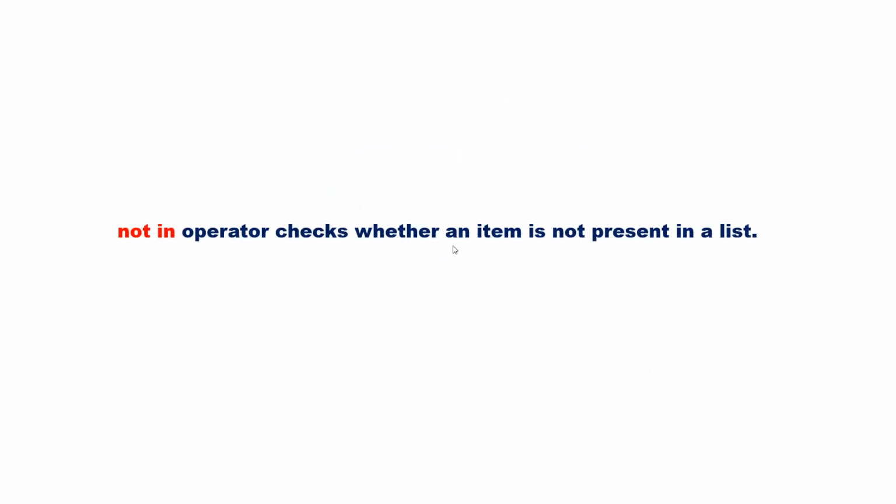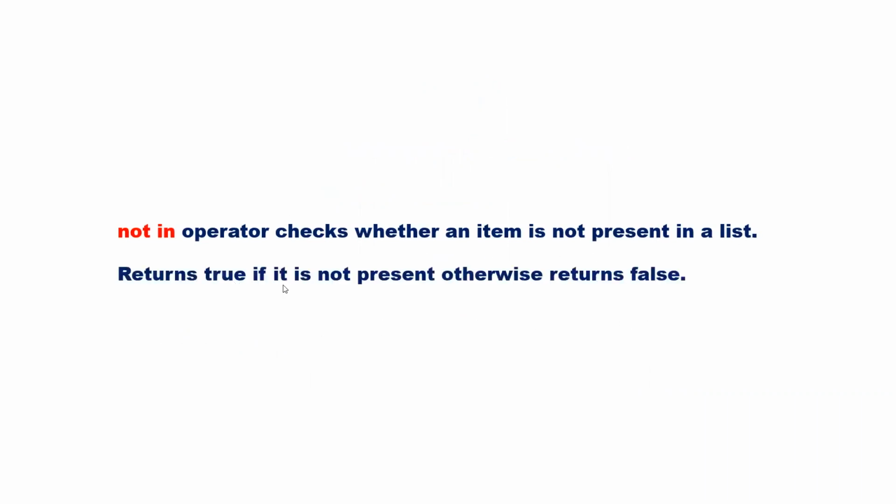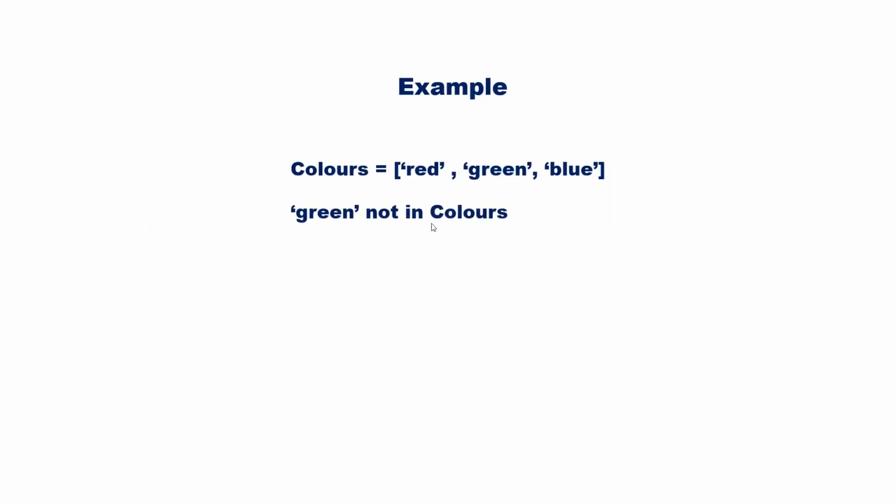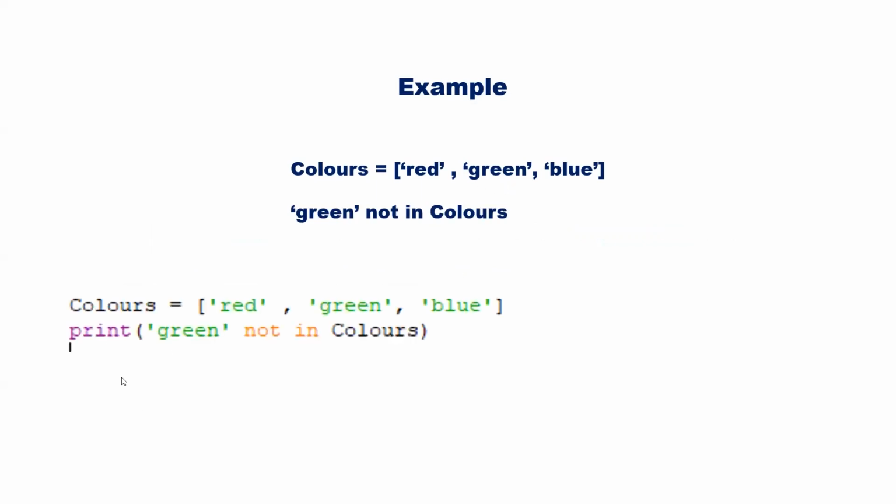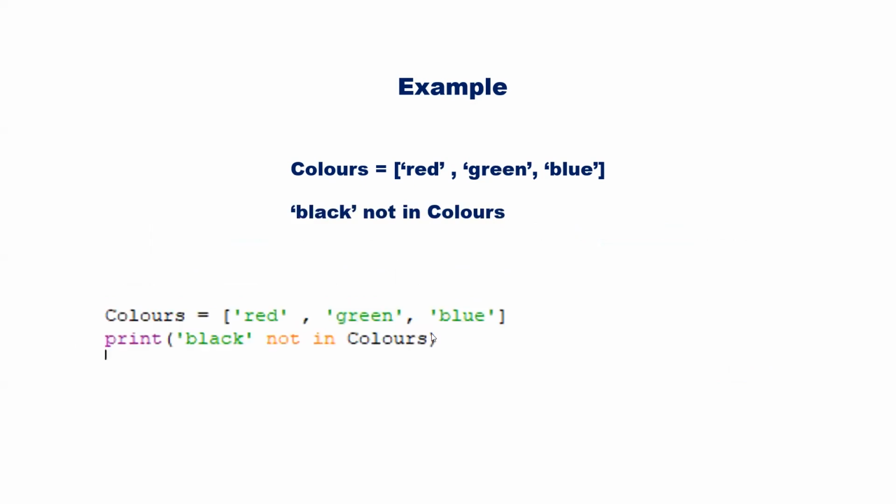The not in operator checks whether an item is not present in a list. Returns true if it is not present, otherwise returns false. Green not in colors. So green is a value of list colors. So print green not in colors will give us the answer false. Black not in colors will give the answer true because black is not a member of the list colors.